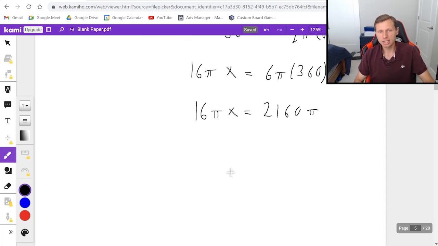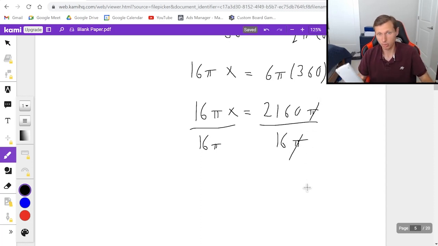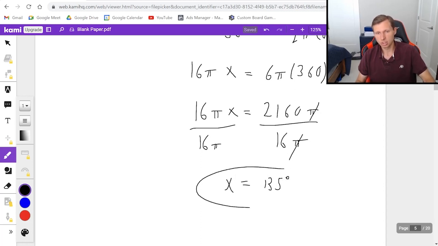And if you want to solve for x, just divide 16 pi on both sides. You'll notice that the pi's cancel, which is nice. That's why we don't have to plug in 3.14. And so we're going to get x equals 2160 divided by 16. We're going to get an angle of 135 degrees.